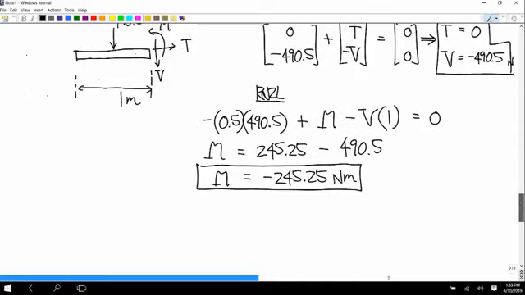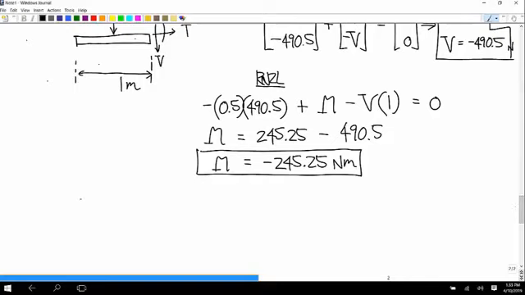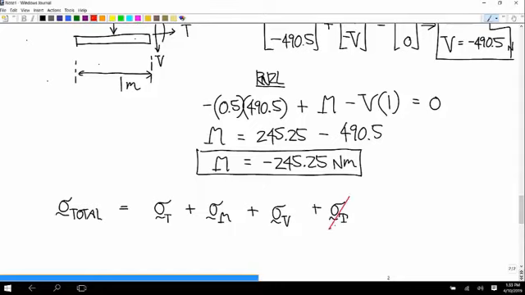All right, so the total stress tensor is going to be the stress tensor due to tension plus the stress tensor due to bending moment plus the one due to shear force plus the one due to torque. Those two are 0, and so we only have to worry about bending moment and shear force.